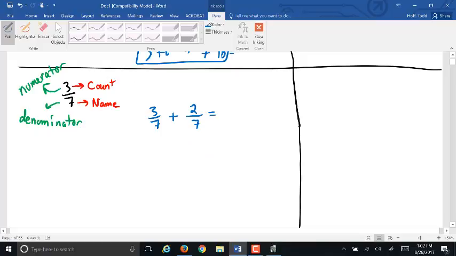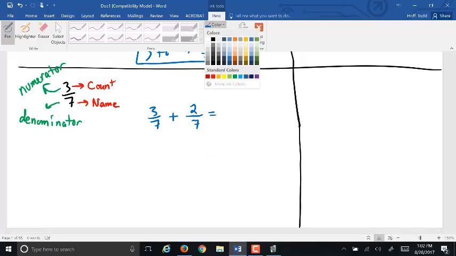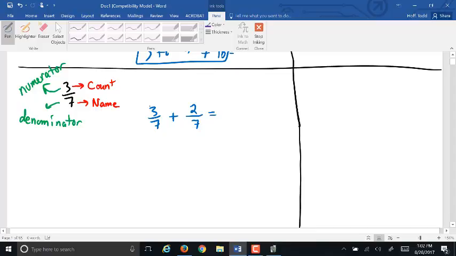So now when we add our fractions, we are going to combine the numerators. 3 plus 2 is 5, and keep the common denominator. Very good. Again, that's not a new rule for fractions. Anytime we add numbers, we combine the counts, and we keep the same name.